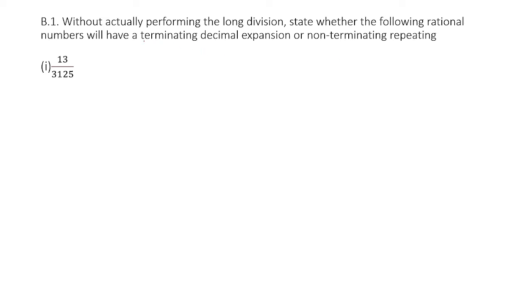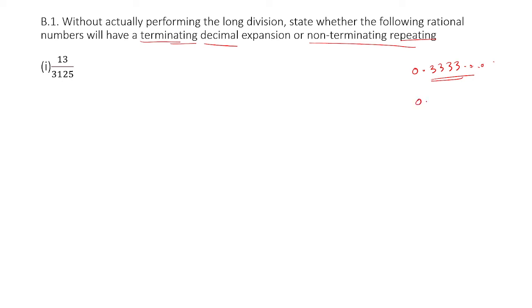Now, we have already come across terminating and non-terminating repeating numbers in class 9. Terminating means decimals that will end at a certain point after a certain division. Non-terminating means it will not terminate. And what do we mean by non-terminating repeating? For example, look at this number. This does not terminate, but it is repeating.